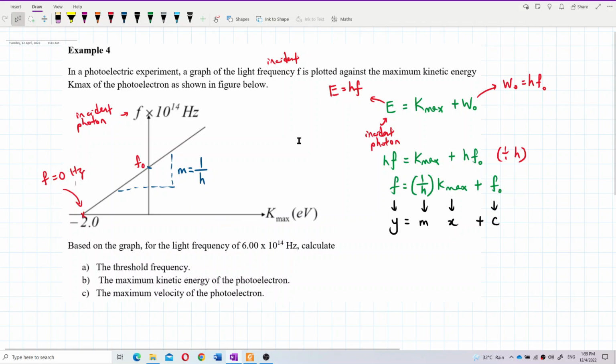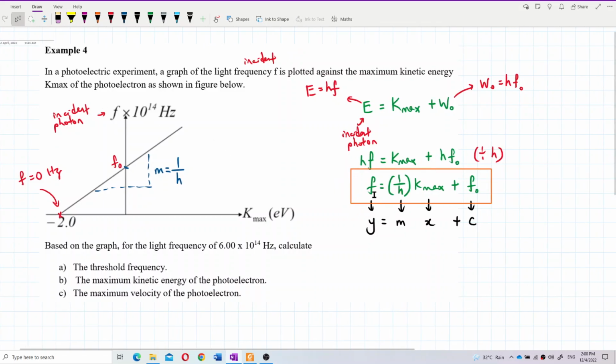Okay, let's do it. Let us investigate further. Based on this equation, I need to highlight this equation first. This is the equation for the graph. Frequency is the y-axis, Kmax is the x-axis, this one is the gradient, and this one is the y-intercept. So this is how we rearrange the Einstein photoelectric effect equation to get the equation for this graph.